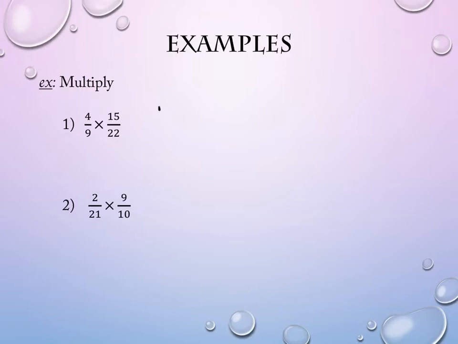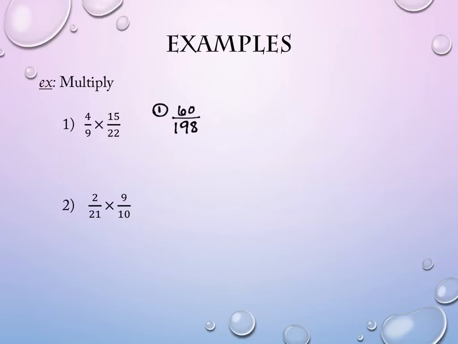So if we do this using the first method, we simply multiply straight across the top. So what is 4 times 15? It is 60. And what is 9 times 22? That one's a little bit bigger. It's 198. Because that's step 1 and step 2. Multiply it across the top, multiply it across the bottom, and now we can reduce these.